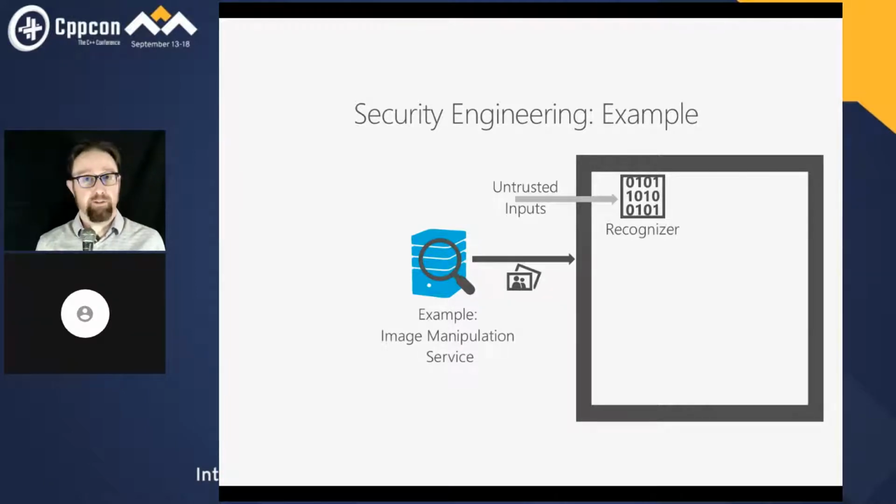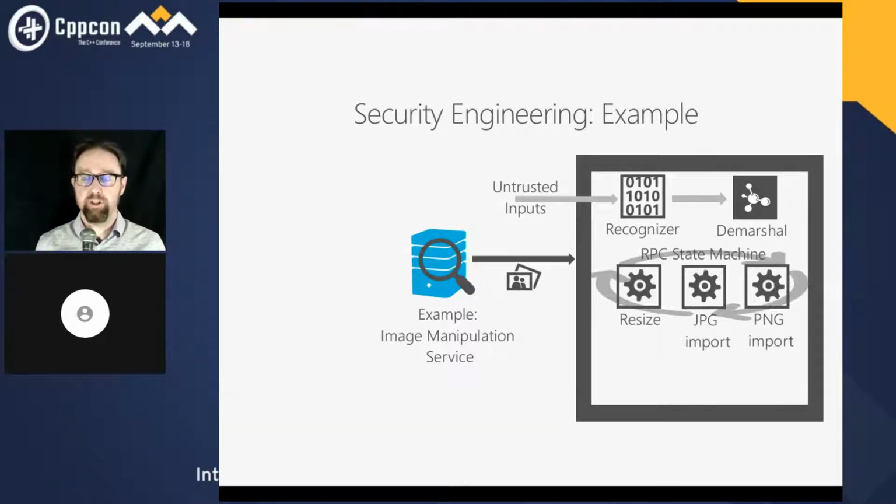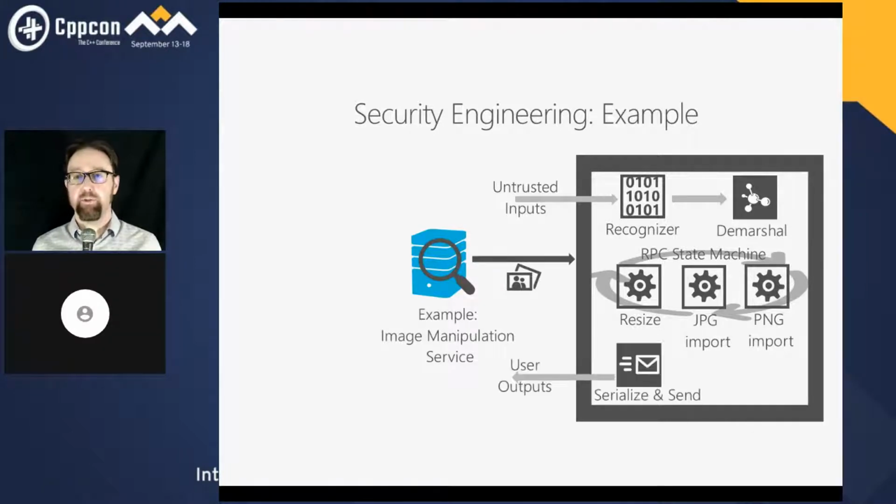It takes untrusted inputs from the network, and it recognizes them as JPEGs or PNGs. And then it has to demarshal those into an RPC state machine. So JPEGs and their associated metadata go one way, PNGs go the other. Inside that state machine is the work of converting JPEGs or PNGs into an intermediary image format, and then resizing, and then reserializing in the user's requested format and sending it back.